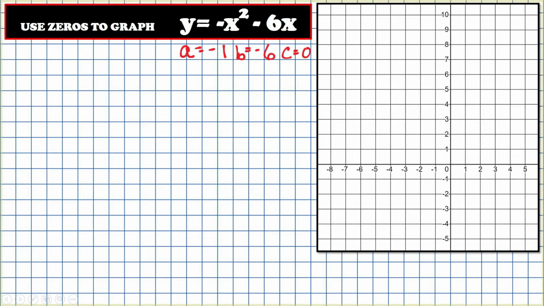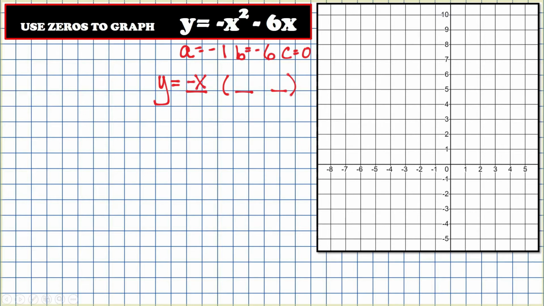But it says I need to graph this by using the zeros. So the way that you can find the zeros is you need to find the x-intercepts. And to find the x-intercepts, we need to put this function into intercept form. So when I look at this problem, I can see that my a value is negative. So I know that I'm going to have a greatest common factor that is negative. And when I look at both terms in the function, they both have at least one x. So my greatest common factor on this problem will be negative x.